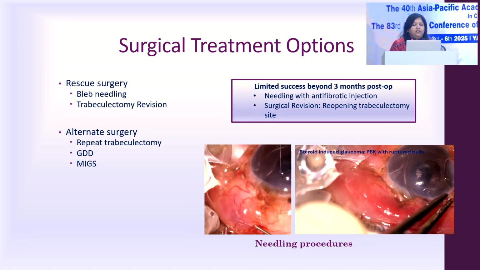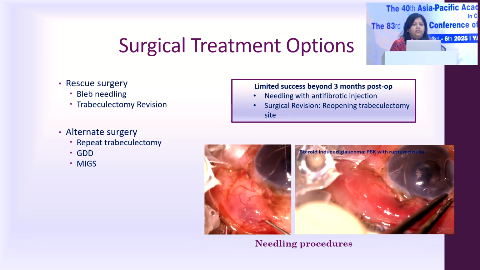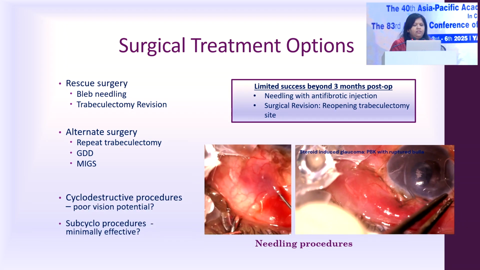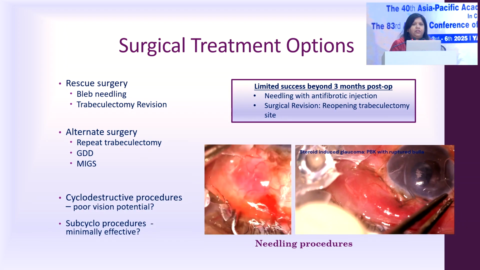So the alternate surgeries here are a repeat trab, a GDD, a MIGS, cyclodestructive procedures, particularly in patients with poor visual potential, and subcyclo procedures, but they tend to be less efficacious because that would just act like one AGM.